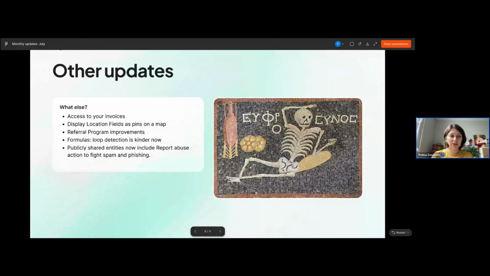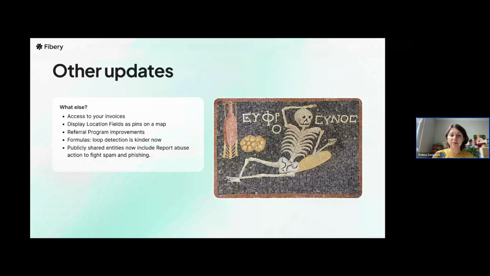Next part is formulas. Loop detection is kinder now. So right now, you can create two formulas that depend on each other, and as long as they don't produce an infinite recalculation loop, they will work. Before, we stopped at the first recalculation, so it became smarter. If you're a geeky creator who wants to implement amazing and crazy things, this probably can be helpful for you.